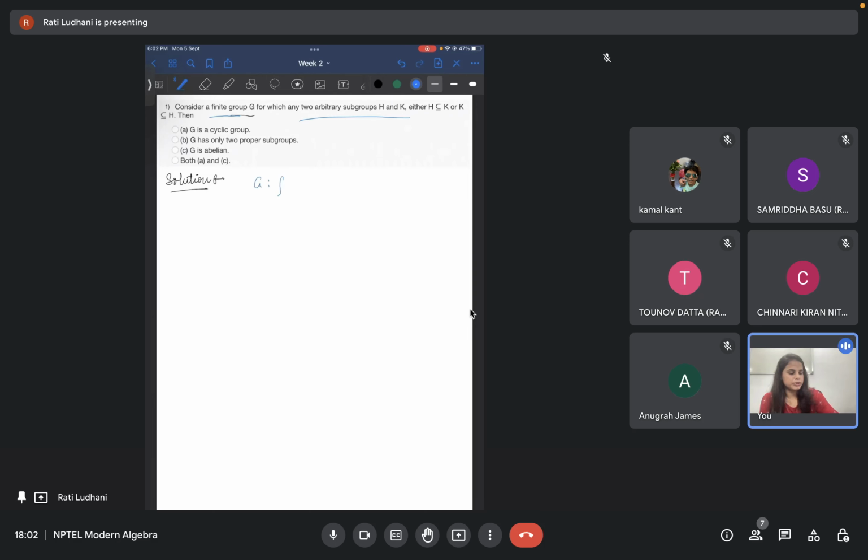Okay, so let's see what the question is. G is given to be a finite group, and if you take any H and K, then either H is contained in K or K is contained in H. Can anyone give me an example of such a group, just for understanding the question? Take any small group, then you can have this condition.